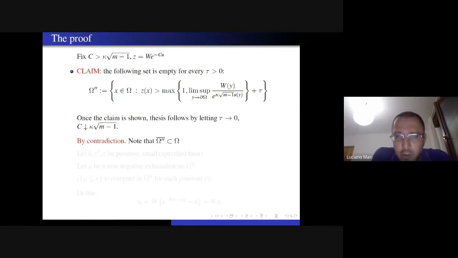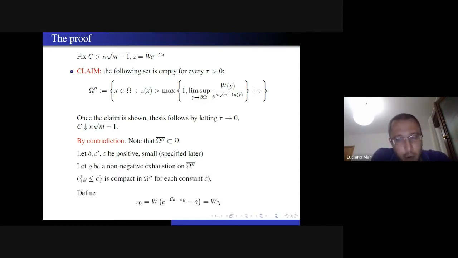By contradiction, suppose this set is non-empty, and note that since there is a lim sup on the boundary, the closure of this set is contained in omega. We fix positive parameters, and we take a non-negative exhaustion on omega double prime. What does it mean? That the subsets rho less or equal than a constant are compact in the omega double prime closure. Typically, the distance in M from a fixed point is an exhaustion, but we want to find another one.